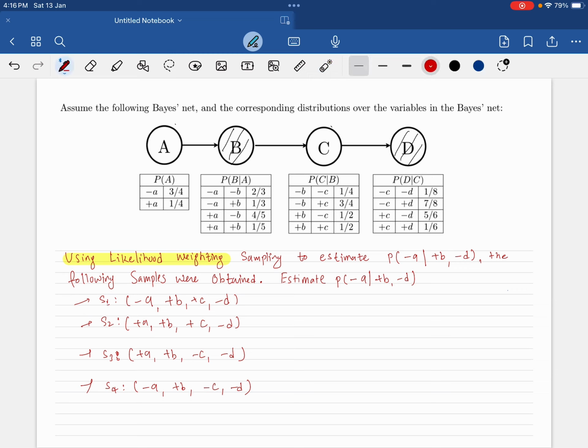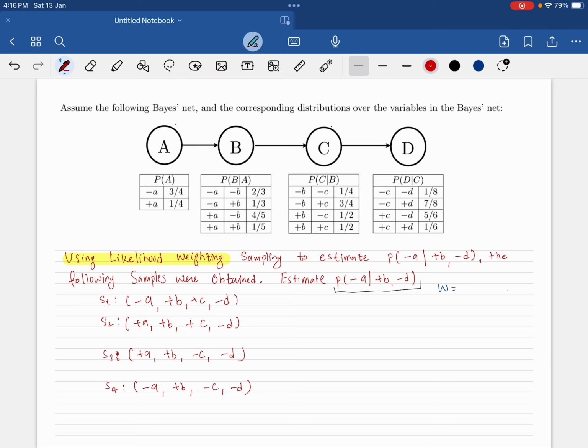Now let's look at how we are going to solve this probability. This is exactly the same problem, and the pattern is going to be the same. The only difference is that now we have a different Bayes network, so that you can practice such kind of problem. The process is the same. Again, you will find the weight of each sample. If you haven't seen question number 32, I would recommend going through that.